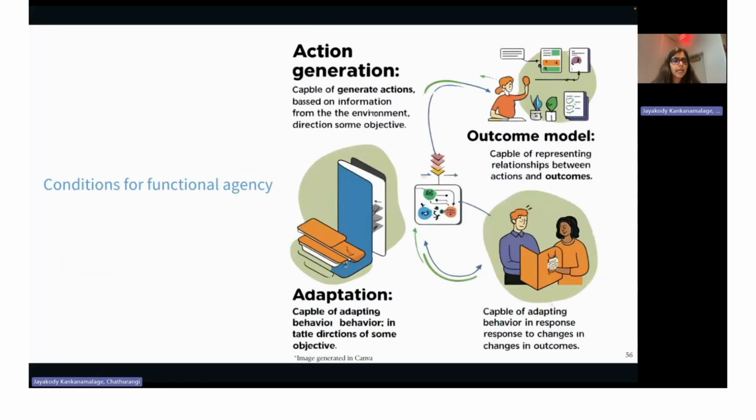Now, what does that mean? It basically has three conditions to achieve functional agency in any agentic framework. First is action generation, where the agent is capable of generating action based on information from the environment, directed by any particular objective that it has to achieve. Second is the outcome model, where it is capable of representing the relation between the action that it has generated and the outcome that it wants to achieve. Third is the adaptation, where it adapts given that a certain condition has changed in the environment or in the domain where the agent is deployed.